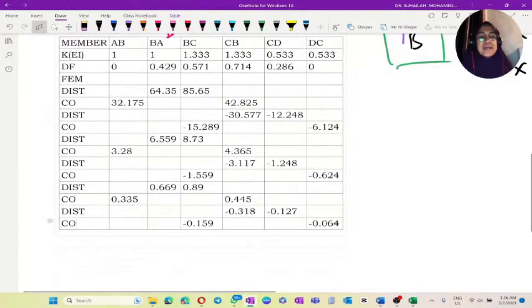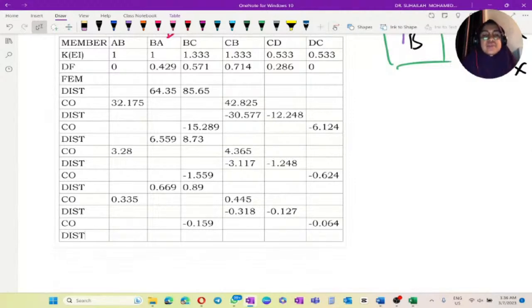So we will do the last distribution. 0.159 times 0.429, so we get 0.068. Negative, positive 0.091. That's all.